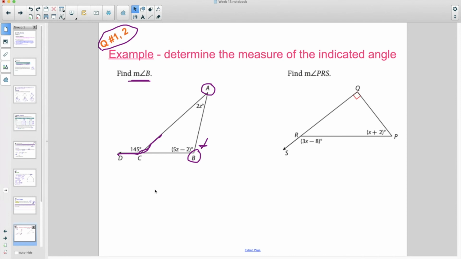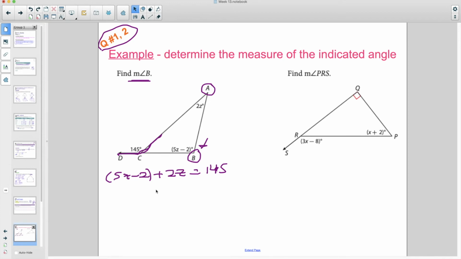So let's set up an equation. Okay, so we have (5z minus 2). Okay, so there's that angle B plus angle A, (2z), equals 145. Now, you don't have to have parentheses like I put in there. We're going to get rid of them. I was just putting that there just to show that we have one angle plus the other.